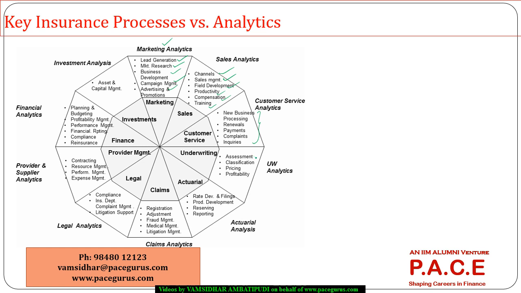Underwriting analytics can help me in assessing the risk more effectively. Better classification of the risk and pricing of the products can be done more effectively, thus leading to overall profitability of the product and even the overall organization. Similarly, actuarial analytics can help me in terms of developing proper rates for each of the factors, and I can do proper filings. Product development can be done quite effectively. New product introduction can be done quite effectively. Reserving can be done more and more effectively. So actuarial analytics can really help in doing this kind of process.